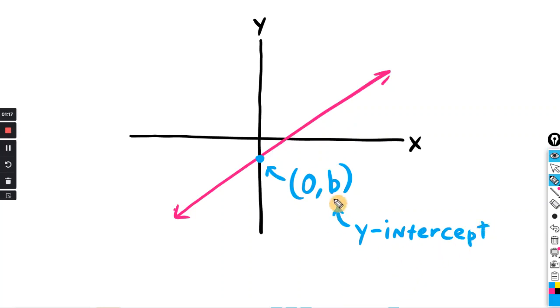And that is the y-coordinate, and the x-coordinate of the y-intercept is always 0, because the whole y-axis is at the x-coordinate of 0. So I'll put y-intercept, and I'll put right here x equals 0. And that's at your y-intercept.